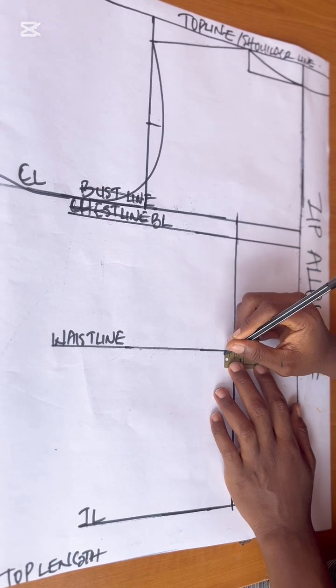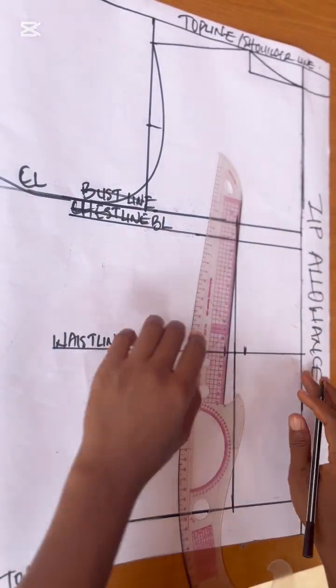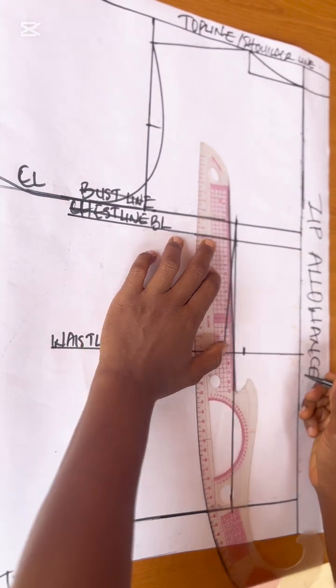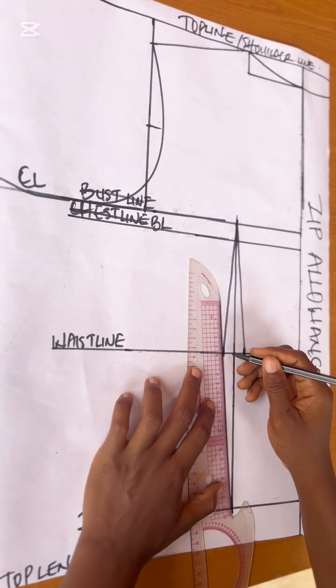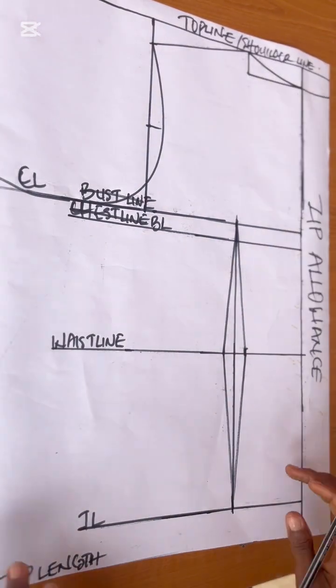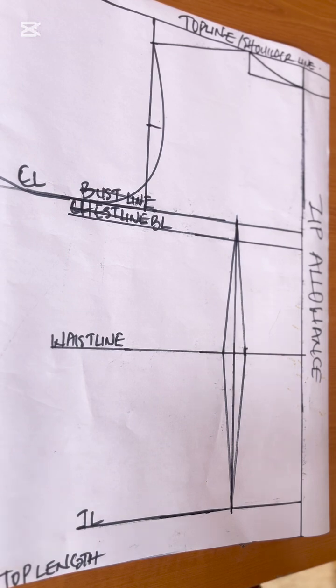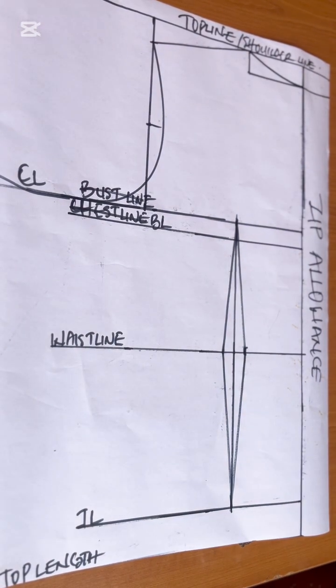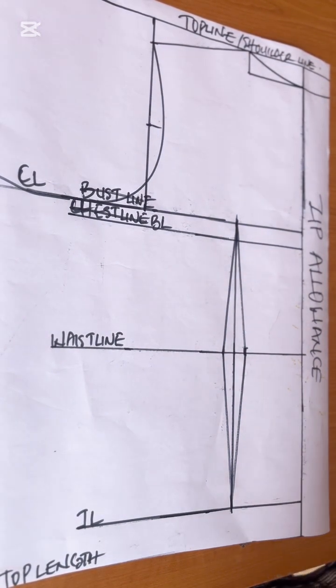And then you go on the waistline and you take ½ an inch on both sides to get your darts. After getting these darts, you are just going to connect the points like this. So this is what you are going to have after connecting it. Please make sure that the points hit each other.